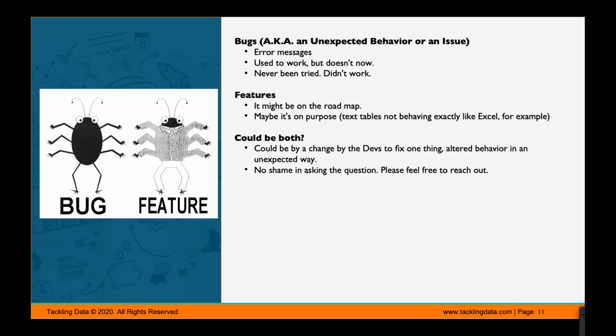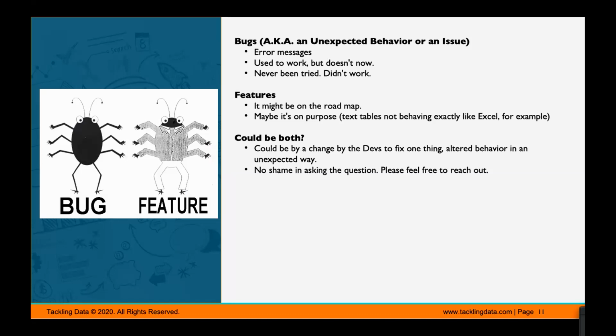So a bug versus a feature, this is always a fun topic. Bugs, also known as an unexpected behavior or an issue or a defect. These are error messages or things that used to work but don't now, or just never. A customer has decided to try something that Tableau has never been asked to do, and it didn't work. So we had quite a few of those.